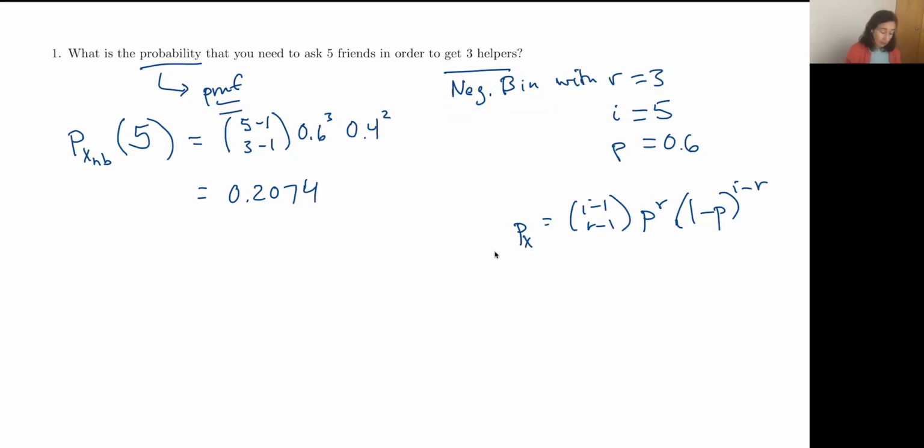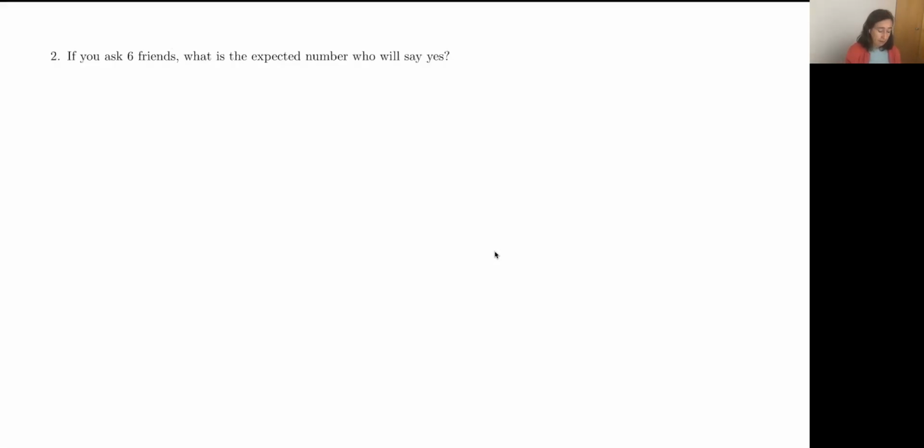Another question that we might have here: if you ask 6 friends, how many do you expect to say yes? Here we're being told a number of trials, and the thing we're wondering about is how many successes we're going to have. We're asking 6. How many will say yes? When the number of trials is given as a parameter, that lets us know that we have a binomial.